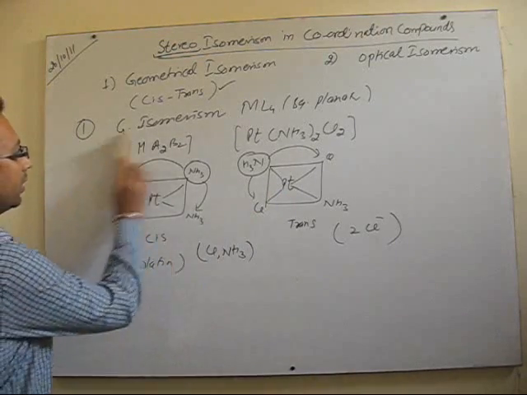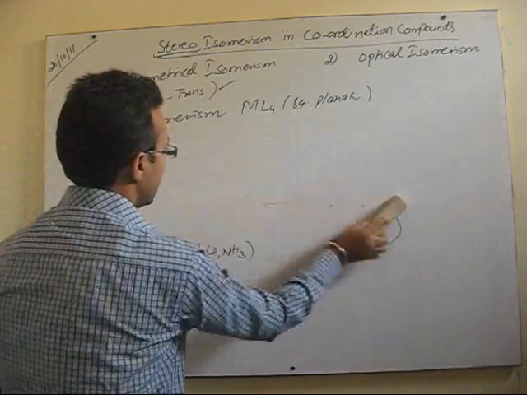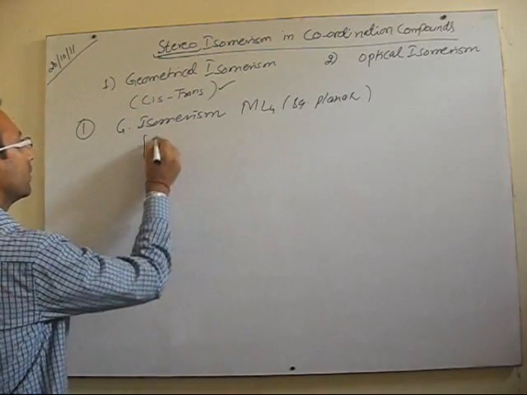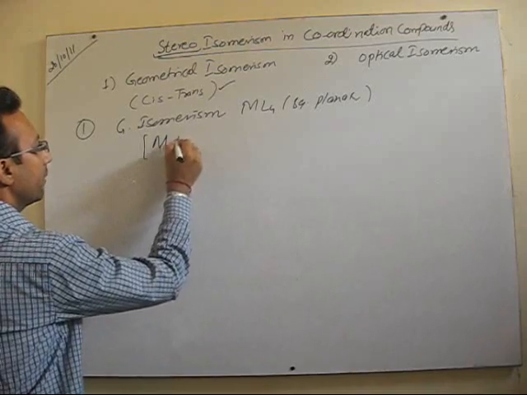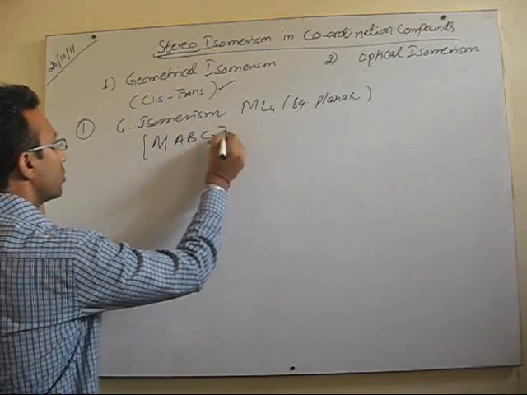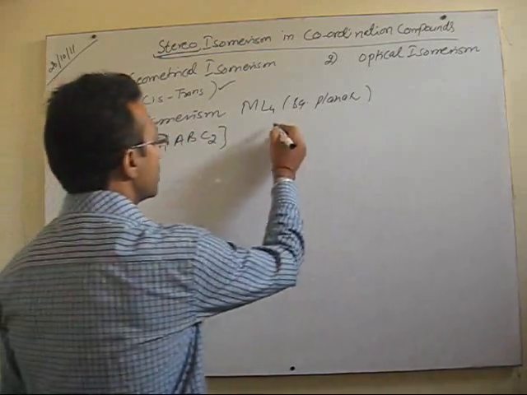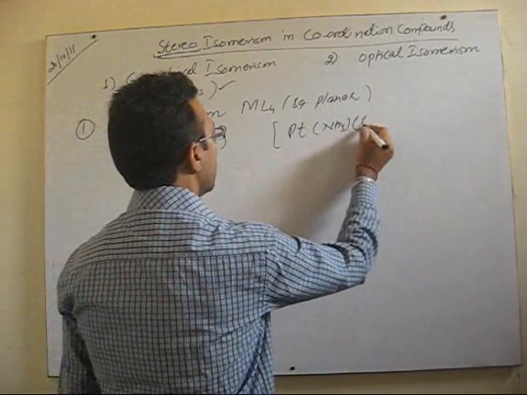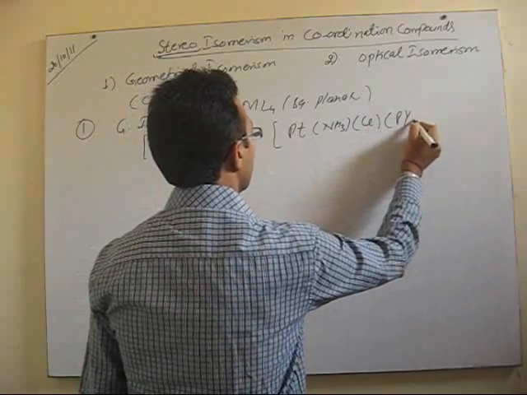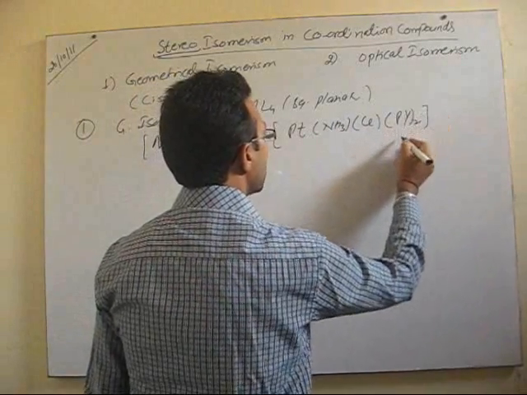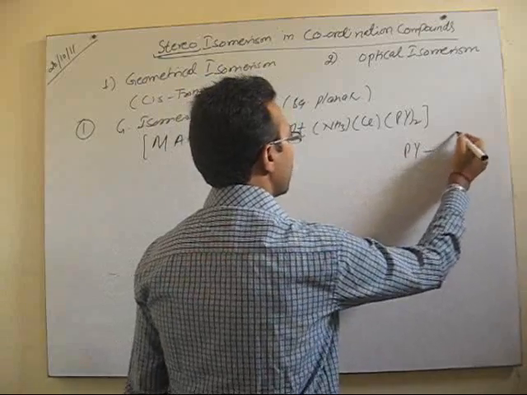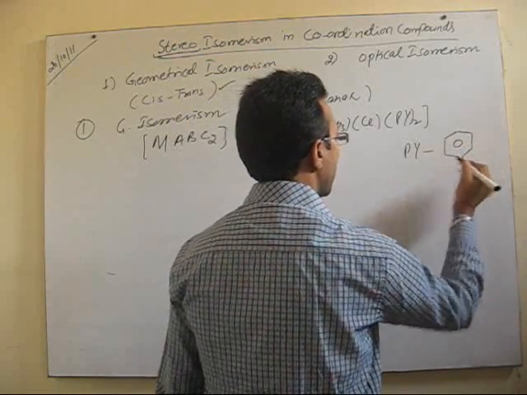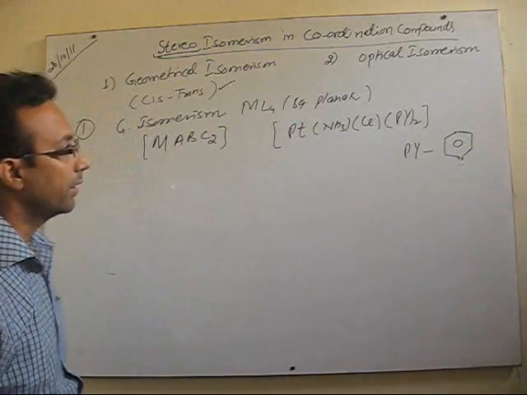Okay, now let me take the next example, the next type of square planar complexes, and the example is MABC2 type. Now in this case, a complex of platinum is there, like this, in which Py is pyridine. Pyridine is an organic compound, it is an organic base, the structure is like this. It is a monodentate ligand, right?